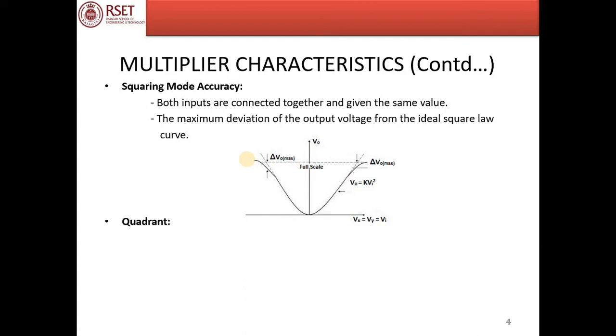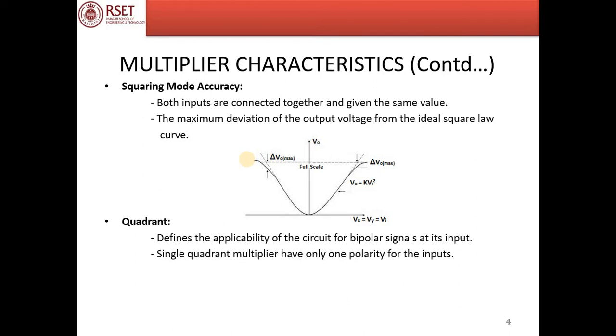Next multiplier characteristic is quadrant. Quadrant defines the polarity which can be provided to the input. What do you mean by polarity? Whether the input can be positive or negative or both. If a multiplier is said to be a single quadrant multiplier, the input can have only one polarity, that is either positive or negative, and both the inputs should be of the same polarity.